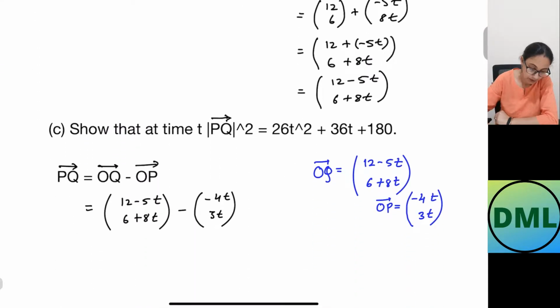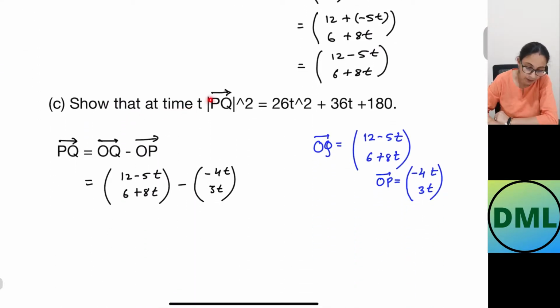Now show that at time t, the modulus of PQ squared is equal to 26t squared plus 36t plus 180. I need to find the length PQ and then take the modulus of that. The vector PQ, in position vector form, will be written as OQ minus OP. The vector OQ is given by (12 minus 5t)i plus (6 plus 8t)j. The vector OP is given by minus 4t i plus 3t j. As you know, I have substituted the values here. Now I need to solve that.